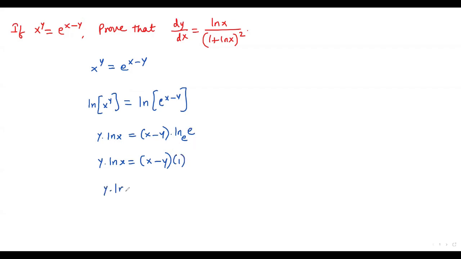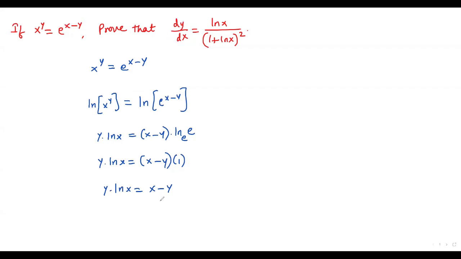Then I'm getting y times ln x equals x minus y, since times 1 is just x minus y. I think we can solve for y in this equation because on the left side a term contains y, and on the right side a term contains y. We can solve for y. Once we solve for y, easily we can find the derivative, that is dy over dx.